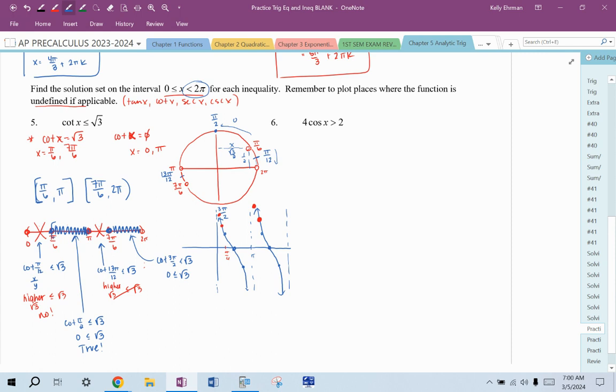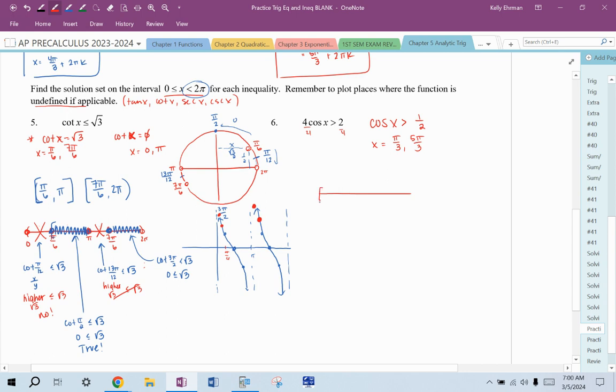All right. Cotangent and tangent problems are much more challenging than cosine or sine. So let's take a look at this. Isolate first. Cosine of x is greater than 1/2 if I divide by 4. Okay, so there are no undefined things to consider. Cosine is 1/2 when x is pi over 3. And then in quadrant 4, 5 pi over 3.